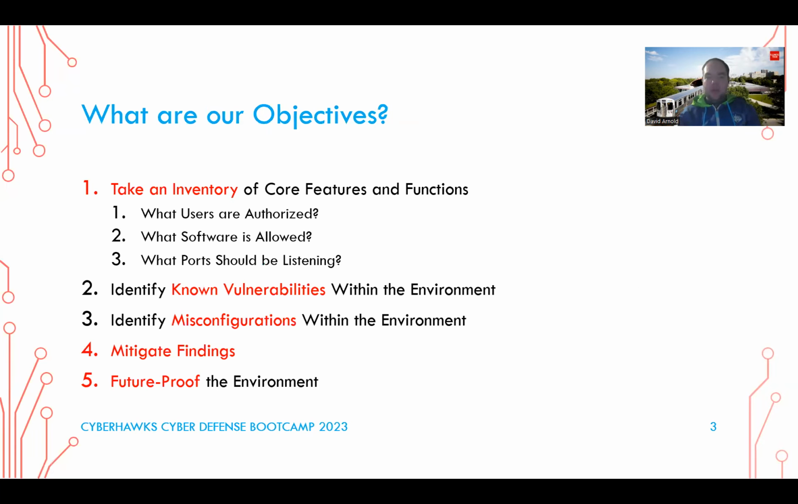Generally speaking, when we take a look at hardening, I wanted to give an outline of some of the objectives that we're going to be trying to do here. The first thing that I would always recommend is you want to take an inventory of your core features and functions. If you work at a business or you're out in the field, it's very important, at least within your security team, to have a good understanding of what it is that we need to secure. What is the normal operation supposed to look like? What users are authorized on each of the different machines? What software is authorized, and what ports are supposed to be listening?